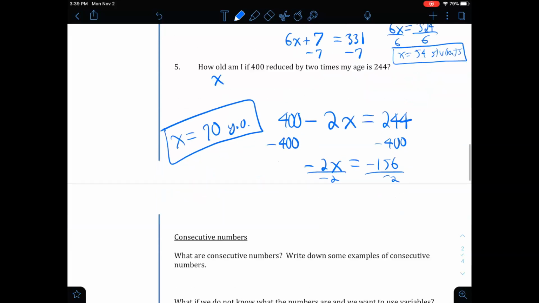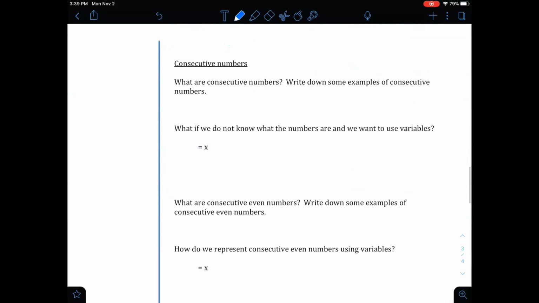Okay, moving on. Consecutive numbers. What are consecutive numbers? Write down some examples of consecutive numbers. Consecutive means what? Consecutive championships means in a what? They're in a row, right? Okay, so what are some numbers that are in a row? What comes after 3? 3, 4, and 5 are consecutive numbers. What about 20? What comes after 20? 21 and 22. Okay, these are consecutive numbers, all right? So that's the idea we're trying to talk about here.